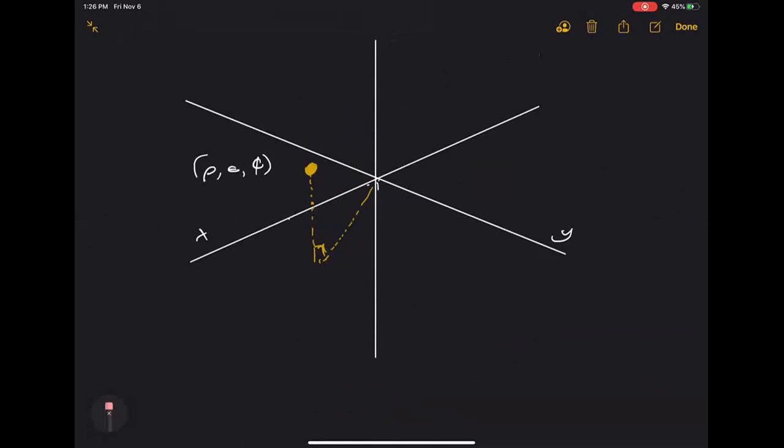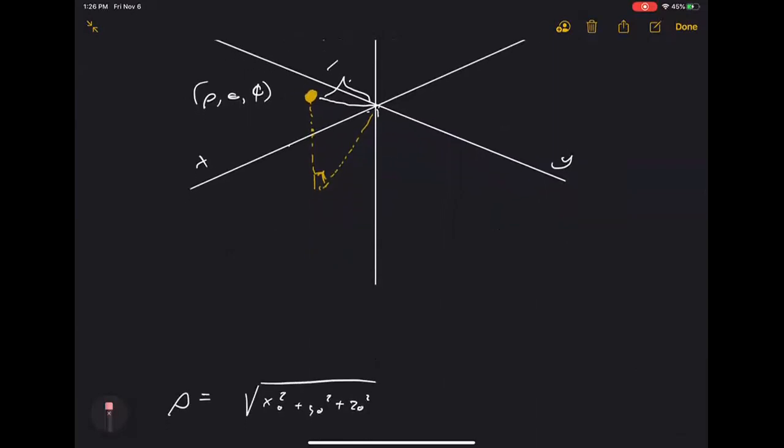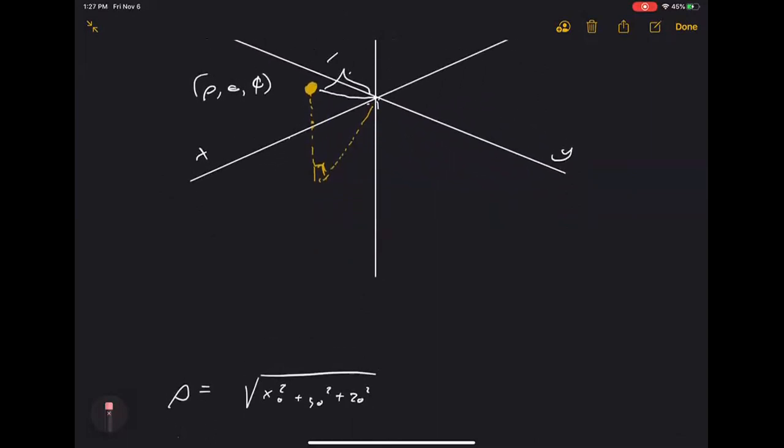Well, let's see. This distance from my point to my origin, that's my rho, right, in spherical coordinates. How do I write that distance in Cartesian coordinates? Well, it's just the square root of x squared plus y squared plus z squared, right? Whatever my Cartesian coordinates are, this distance will be that square root. So we see that rho should be equal to the square root of x squared plus y squared plus z squared, where x naught, y naught, z naught are the coordinates of that point.